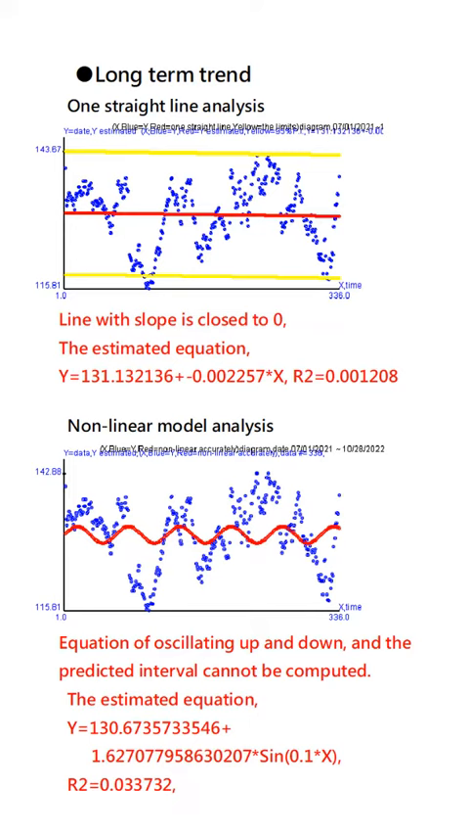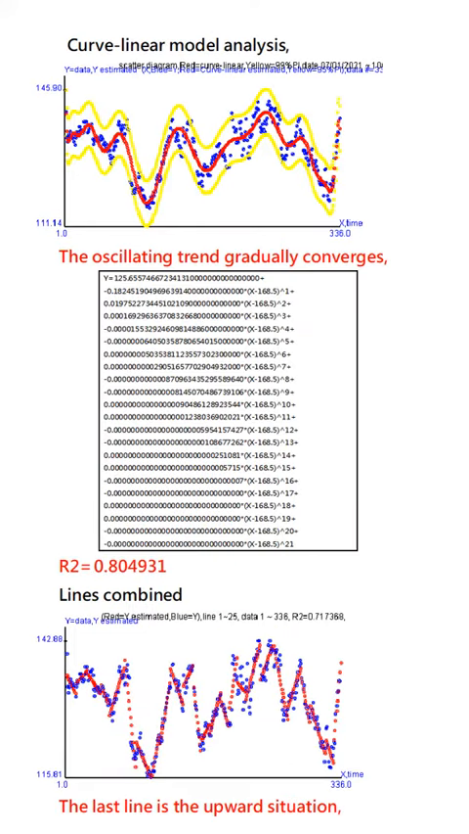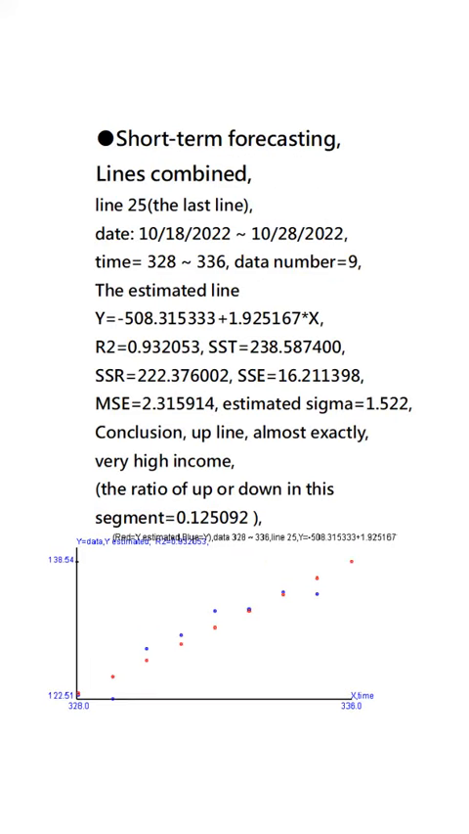Nonlinear line model analysis. The result is an equation oscillating up and down, but the predicted interval cannot be computed. Curve linear model analysis. The result is that the oscillating trend gradually converges. Lines combined, where the last line is the upward situation. Line 25 is the last line.